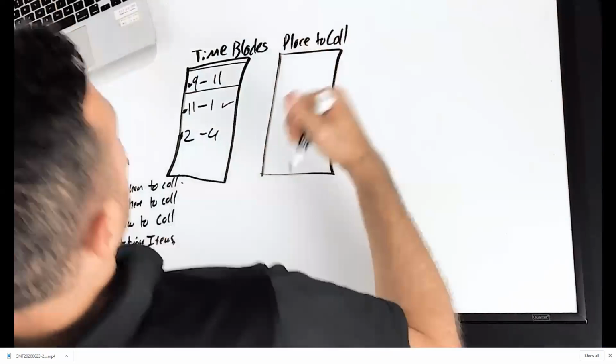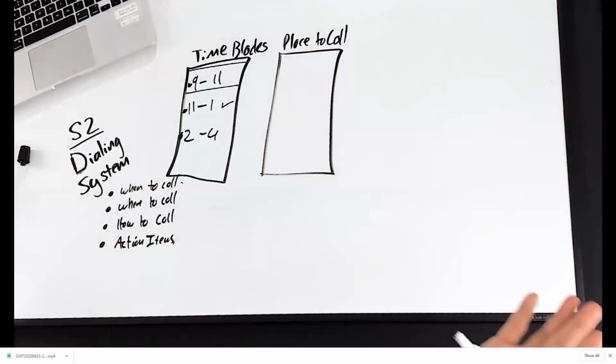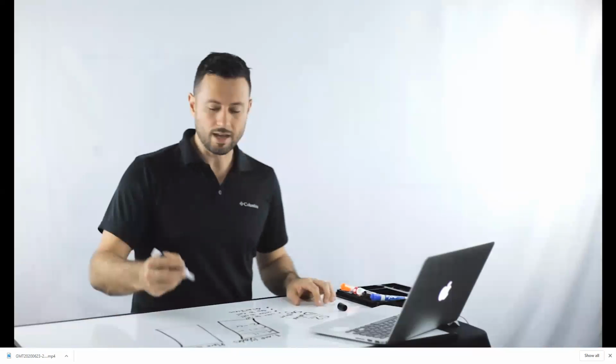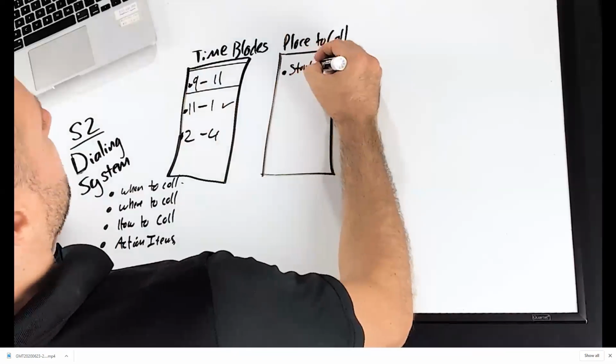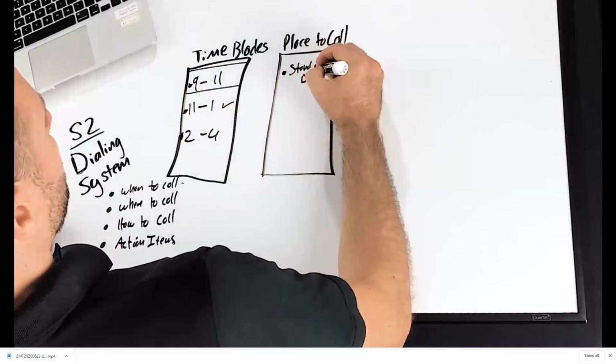Now you may be thinking, okay, how important is this? Like, I can really call from anywhere. Yeah, you can, but you're going to get better results having a consistent place to call. So a couple of things that we want to look at here is, number one, get a stand-up desk, okay?